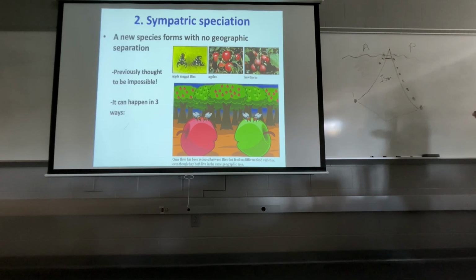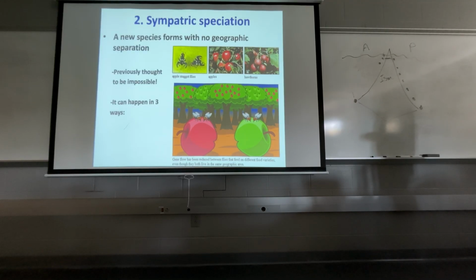So here is an example right here. Remember those little flies I was telling you about? They're called apple maggot flies. They look like spiders. What's interesting is that these apple maggot flies feed on hawthorns, which is the native apple that you find in the Midwest. I think it's in the Midwest, yeah. So this is what they feed on naturally.